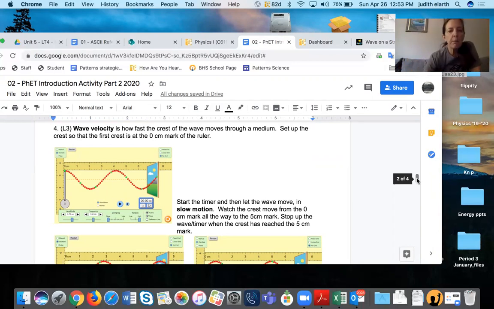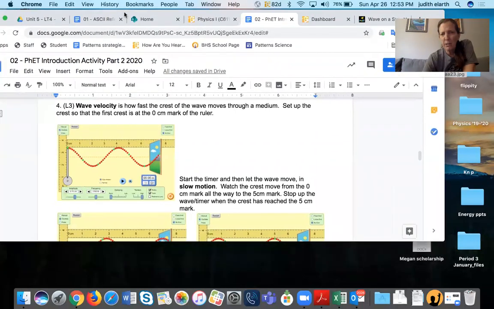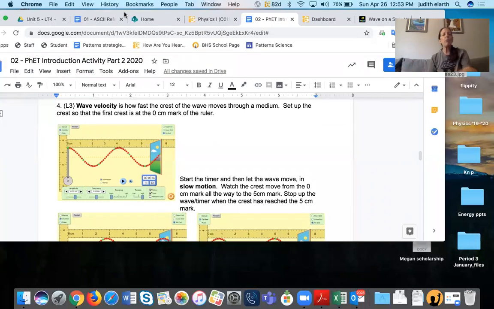So a lot of people think wave velocity is like frequency, because frequency is like frequently, how often, right? Well, wave velocity is like any other velocity. It's distance over time. So how far does a wave go over a certain amount of time? And so this is step by step how to do it. Number 4 is all about just, can you do it?